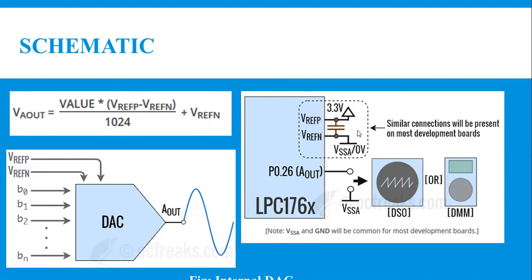Since the value of V reference negative is 0, the formula reduces to V A out equals value multiplied by V reference positive divided by 1024. By knowing the value placed in the DAC register, you can identify the corresponding output voltage that is going to be produced at the output terminal of the DAC module. So this is about the internal schematic of the DAC module, and you can also see that the 26th pin of port 0 is dedicated as the analog output pin, and it is essential to configure this pin as the analog output pin with the help of the pin selection 1 register.